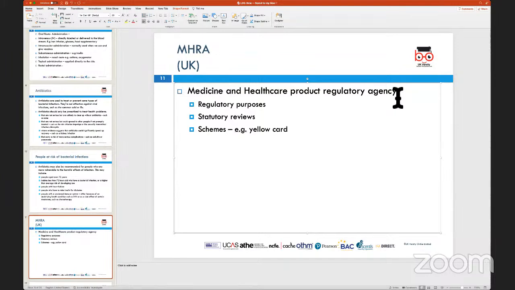So when we talk about the role of MHRA and what it does, what they are responsible for is regulating medicine, medical devices, and blood components for transfusion or equipment which is used for the purposes of treatment in the UK. And it's an executive agency under the Department of Health and Social Care. This agency has to approve each and every drug before it is cleared for public use in the market.